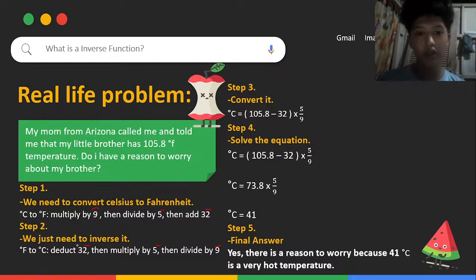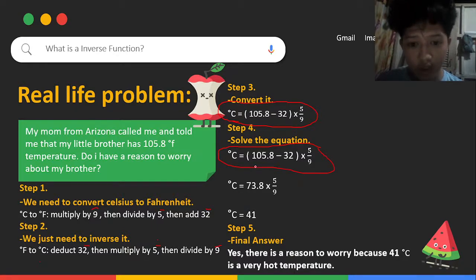Okay. Step 3, we have to convert it. So we have c equals 105.8 minus 32, times 5 over 9. This is our converted equation. Step 4, we have to solve the equation.